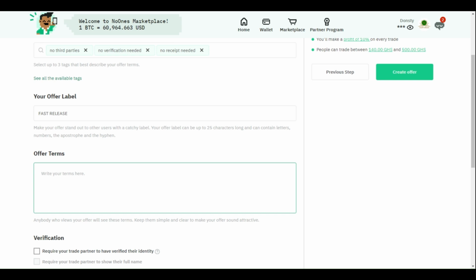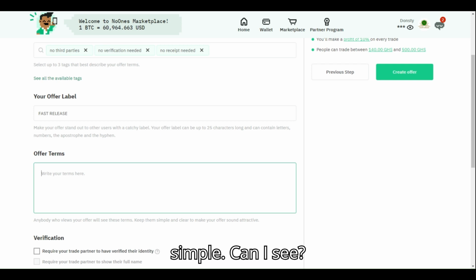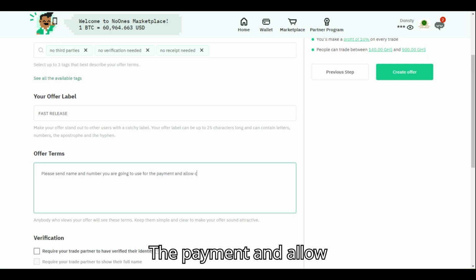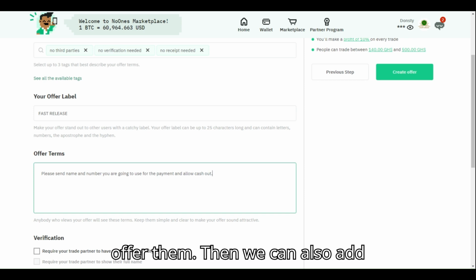Then our offer term. I always say your offer term should be very simple. Maybe you can put in: please send the name and number you are going to use for the payment, and allow cash out. Very simple. This is our offer term.